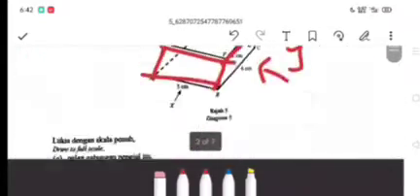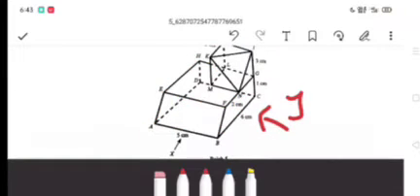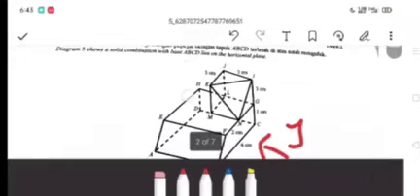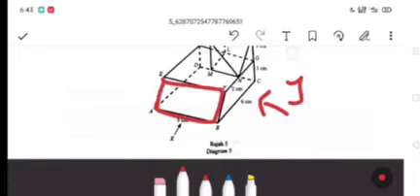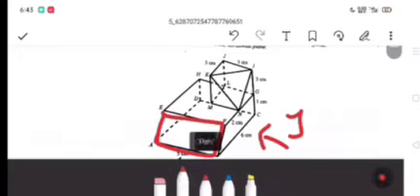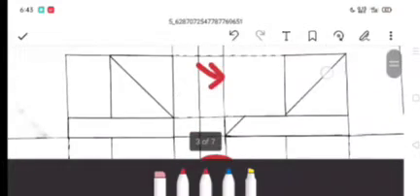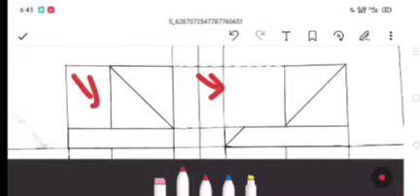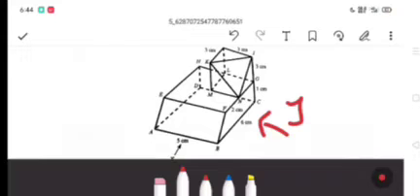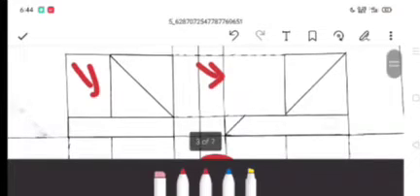Next we see the X view. If we see this solid from X, we can see these 4 lines, and also this triangle, and this. So the final drawing will be like this. And the last one is the Y view, which is from here. If we see the solid from Y, we can see these 4 lines, and also this triangle, and this. And the final drawing will be like this.